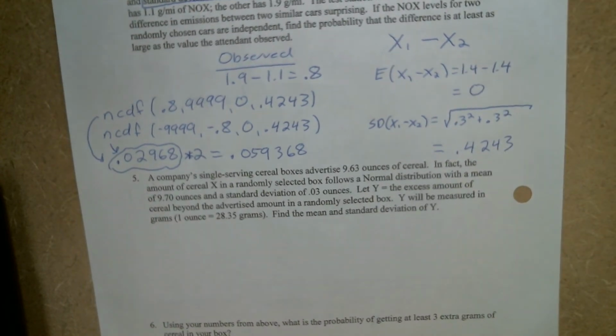All right. A company's single serving cereal box advertised 9.63 ounces of cereal. In fact, the amount of cereal in a randomly selected box follows a normal distribution with a mean of 9.7 and a standard deviation of 0.03. Let y equal the excess amount of cereal beyond the advertised amount in a randomly selected box. Y will be measured in grams. Find the mean and standard deviation of y.